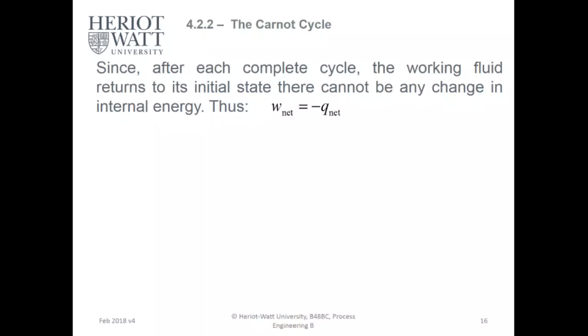Since after each complete cycle the working fluid returns to its initial state, there cannot be any change in internal energy. Hence, net work equals minus Q net. So your total change in internal energy equals 0. So delta U equals Q plus W. Since delta U equals 0, total net work equals the negative of all the energy transferred. This is an ideal process.